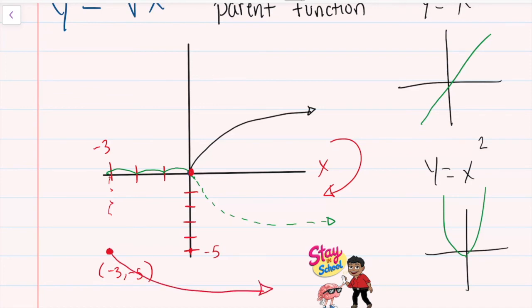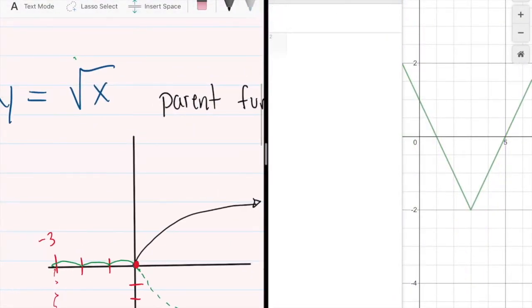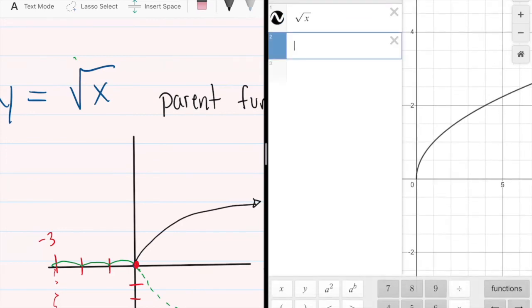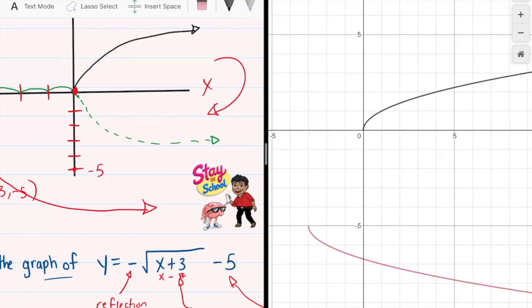There we go. Let's double check with Desmos. The parent graph was the square root of x, and it's right there. For a new one, I always check with Desmos, guys: negative square root of x plus 3 on the inside, get it out of the square root, minus 5. If we look at these, there it is. That's the original at 0, 0, and that's the new one at negative 3, negative 5.